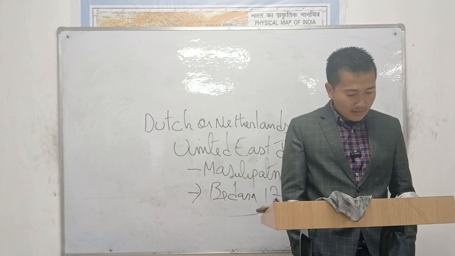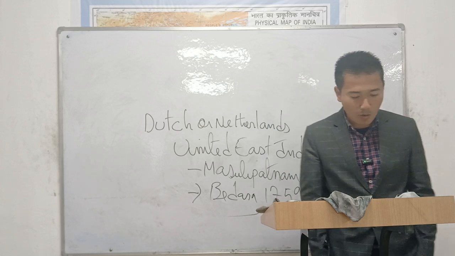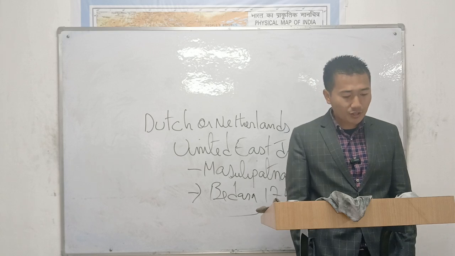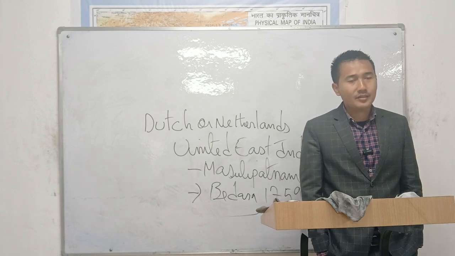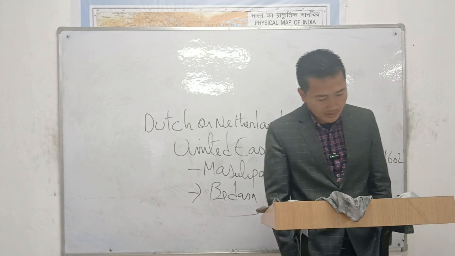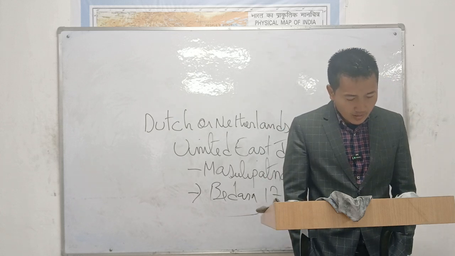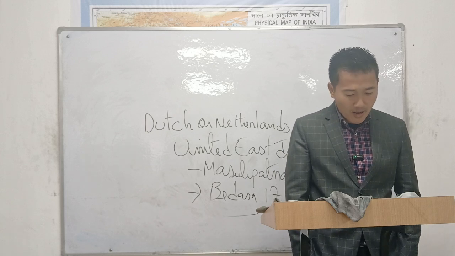Please write down. The Dutch traded in silk, cotton, indigo, rice, and opium.